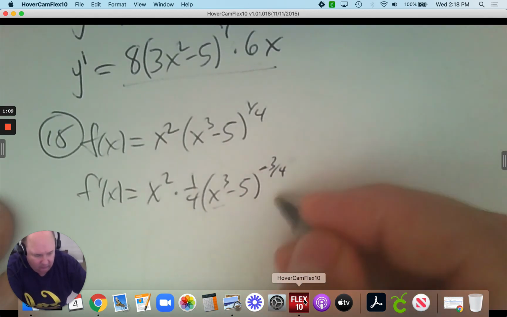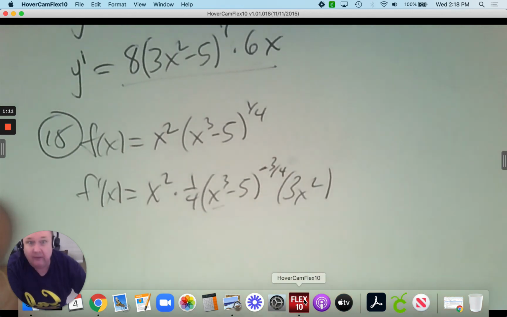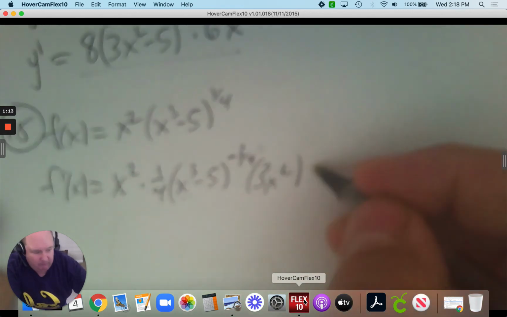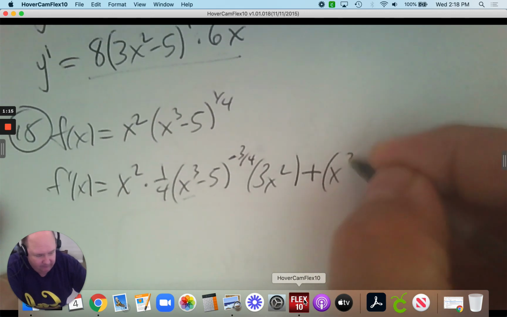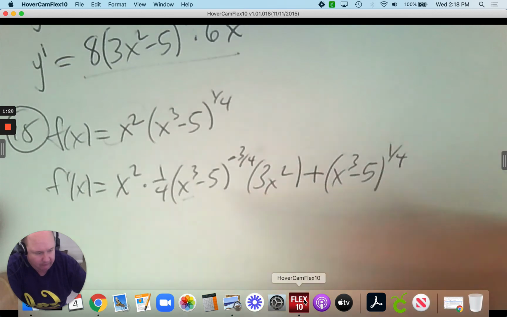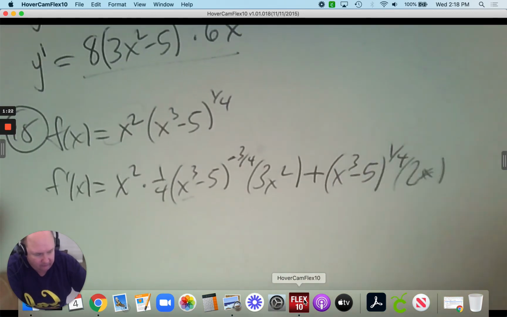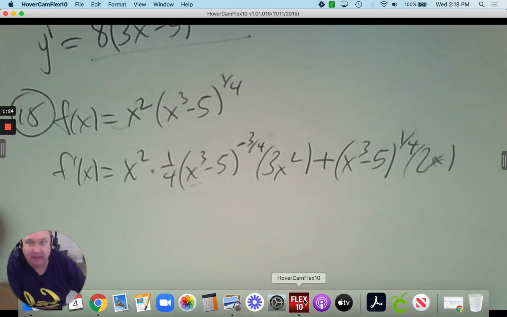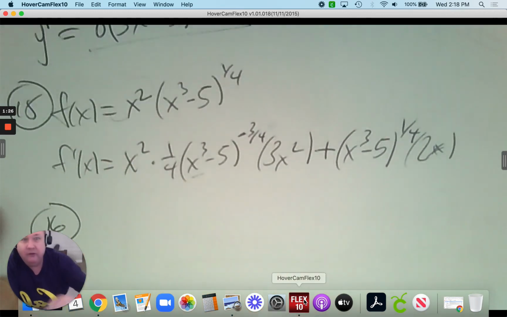And then the hook, which is 3x squared, plus the second, x cubed subtract 5 to the quarter, times the derivative of the first, which is 2x. Done. I don't need that simplified. 16.